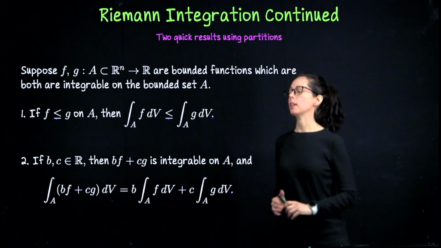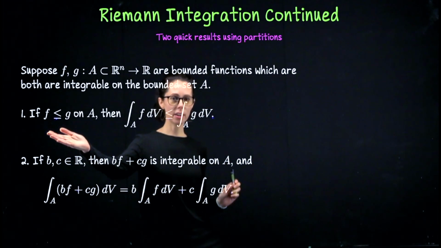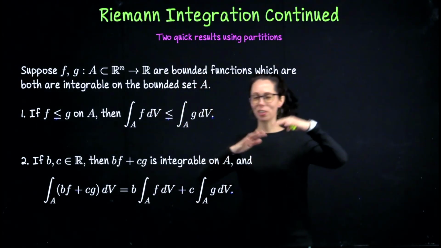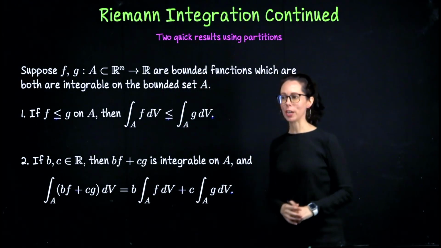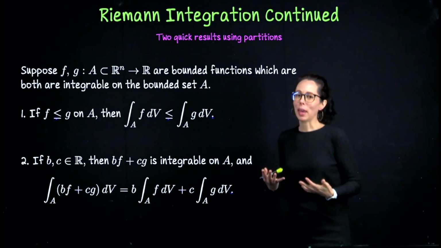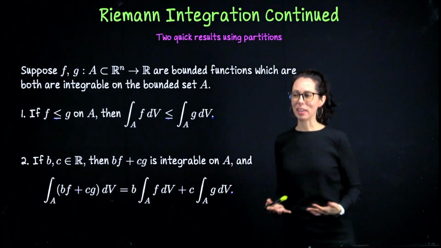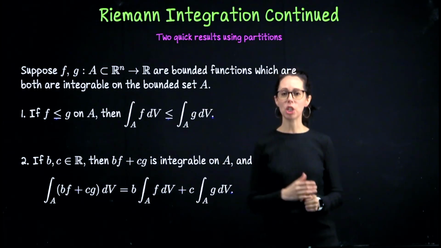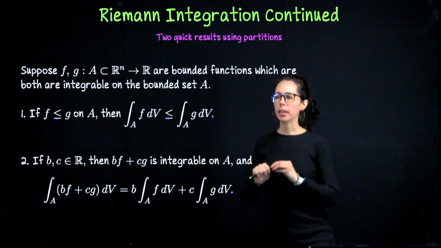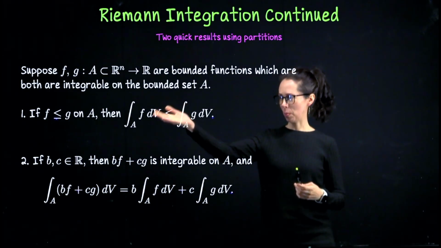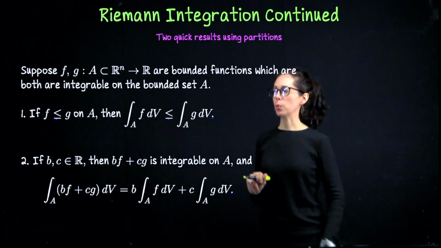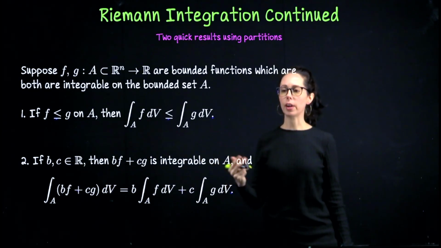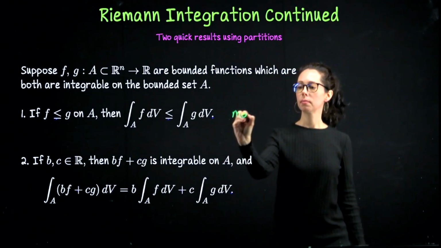The first property tells us that if f is less than or equal to g, so you can imagine the graphs of these functions, f sits below g, then the integral behaves in a way that you would anticipate. That is, the integral of f over A is less than or equal to the integral of g over A. This property, that we preserve this relationship between f and g when we take their integrals over A, is monotonicity.